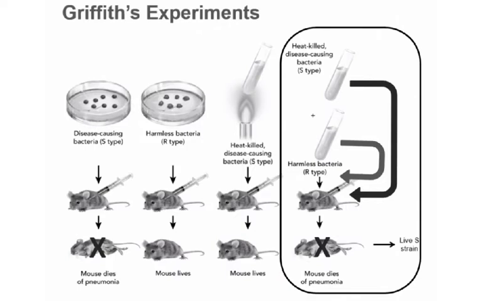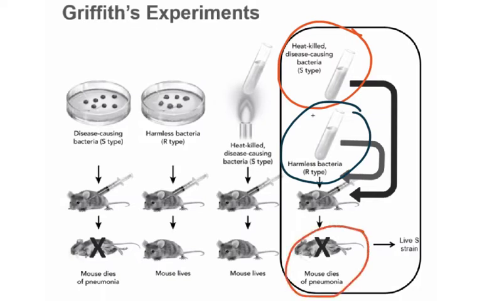Now let's look at the experimental group. In the experimental group, he has the harmful S-type bacteria. He has the harmless R-type bacteria that he is putting inside the mouse. And suddenly the mouse dies. So what Griffith concludes is that something, he's not quite sure what, has moved from the S-type to the R-type bacteria, transforming the R-type into the harmful S-type, which then killed the mouse.